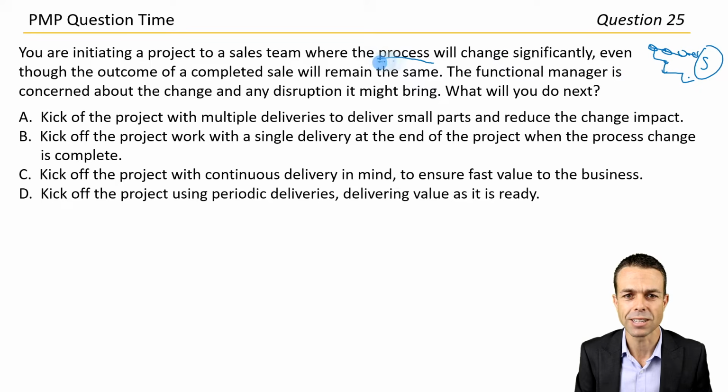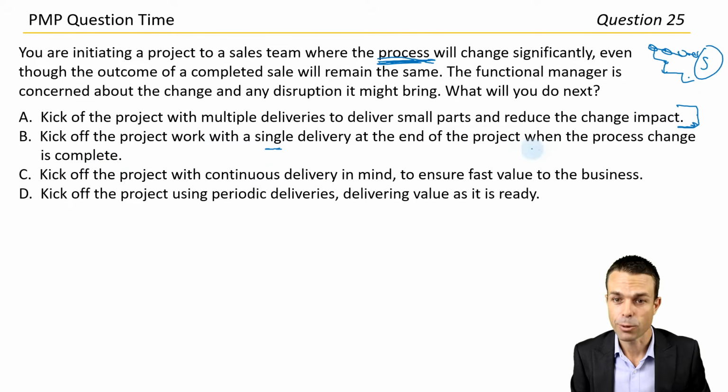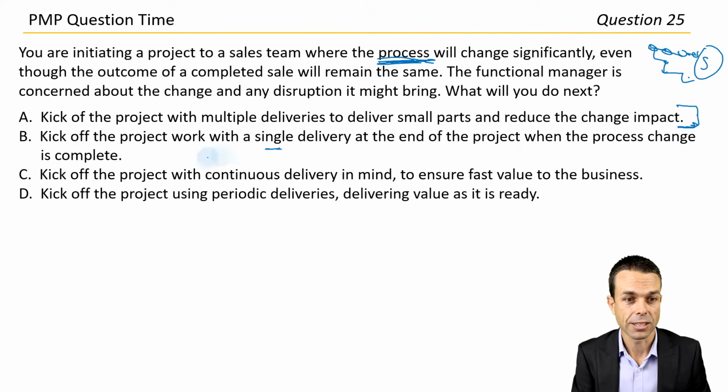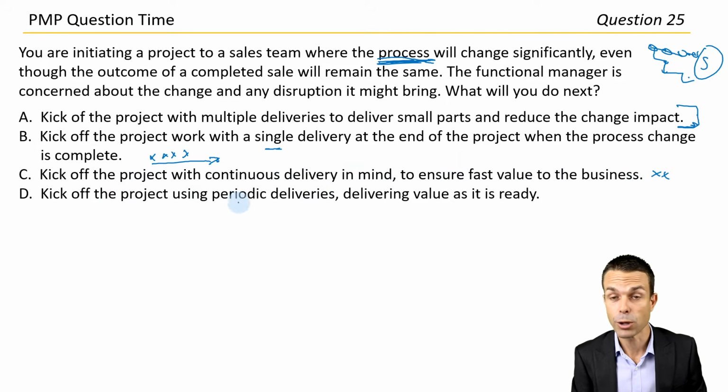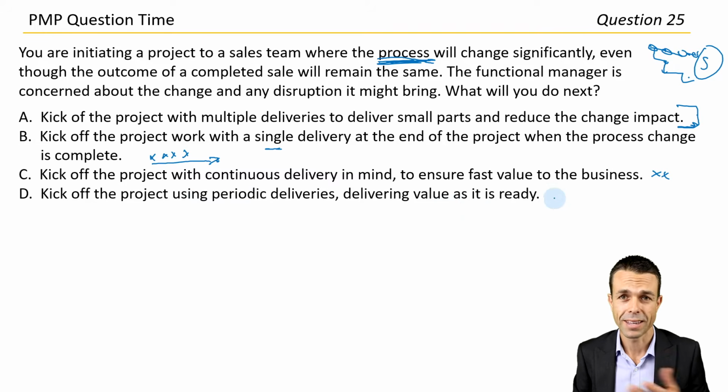We're changing a whole process here. Kick off the project with a single delivery at the end of the project when the process change is complete. Let's see what else we've got. Kick off the project with continuous delivery in mind. I think that's a red herring, to ensure fast delivery to the business. Kick off the project using periodic deliveries, delivering value as it's ready. But again, it's one process change, so probably a no for that one.